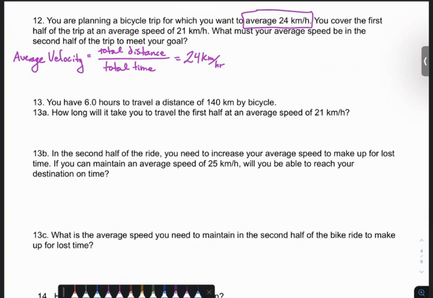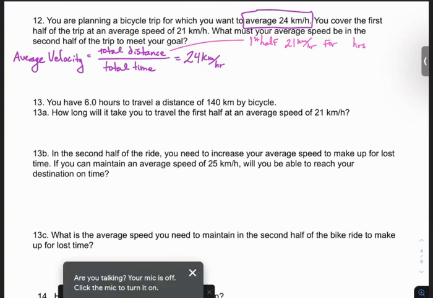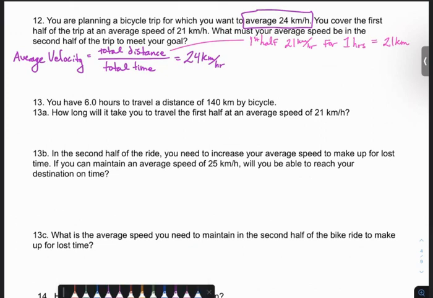What students like to do is make the assumption that the first half of the trip that you took was an hour, because we don't have any information about time, we just have information about speed. So if the first half of the trip took me 1 hour, then that means I went 21 kilometers. Because if I go 21 kilometers each hour and I was driving for 1 hour, then I went 21 kilometers.